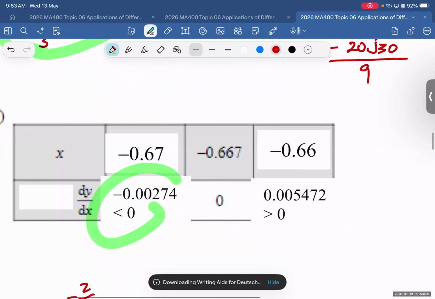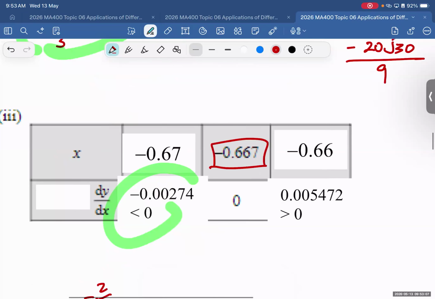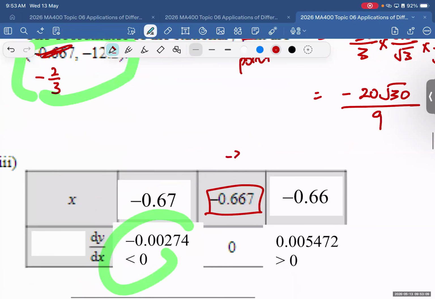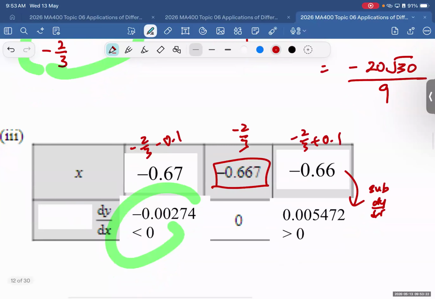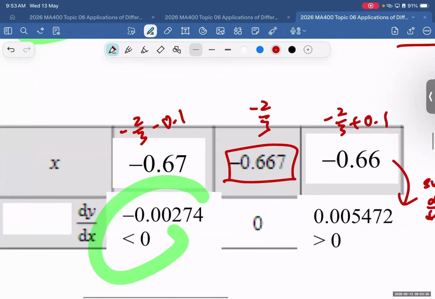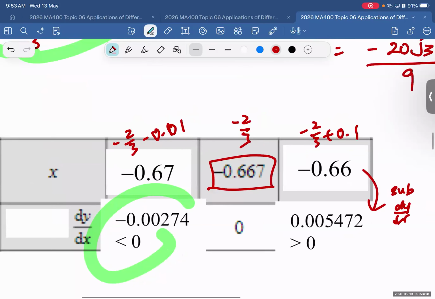So this is the negative two-thirds, right? Here you can think about negative two-thirds minus 0.1, and negative two-thirds plus 0.1. And over here, you find the sign of dy/dx. If your answers come out wrong, you try again. I suspect here they used minus 0.01, but it's okay. If your conclusion is the same, it doesn't matter. The numbers don't matter, as long as you have a small neighborhood.